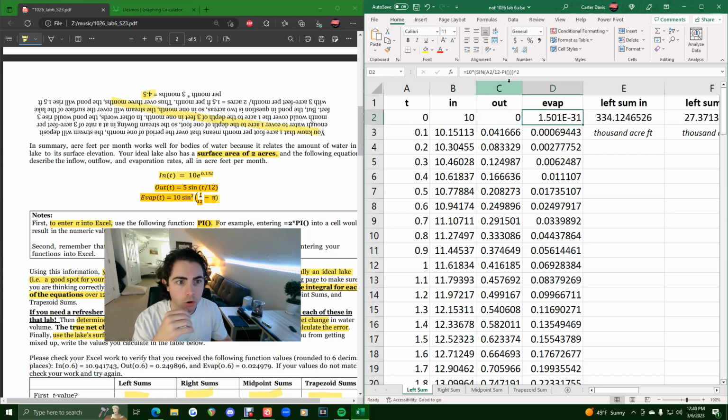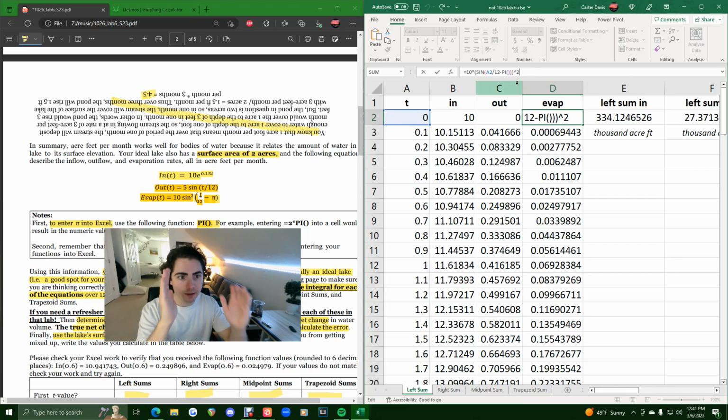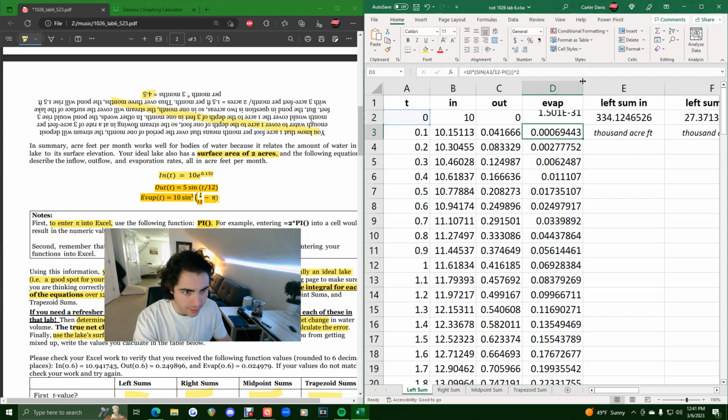Evaporation, that's the harder one to input, but this is the formula up here, okay? 10 times sine, so 10 times in parentheses, sine of, in parentheses, A2 over 12 for the t over 12, and then minus pi, in parentheses, and then that red parenthesis closes off the sine argument, and then you put one more parenthesis to close off everything surrounding the sine, then you square that to represent sine squared. All right, hit enter.